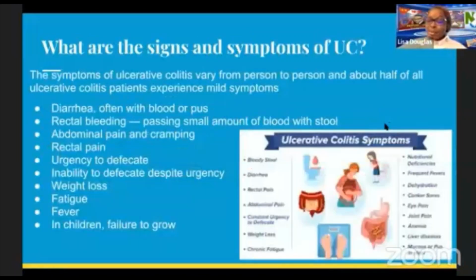So what are the signs and symptoms of this disease? The symptoms of ulcerative colitis vary from person to person, and about half of all ulcerative colitis patients experience mild symptoms. Just keep that in mind. So some of the symptoms include diarrhea, often with blood or pus, rectal bleeding, passing small amounts of blood in your stool, abdominal pain and cramping, rectal pain, urgency to defecate, inability to defecate despite this urgency, weight loss, fatigue, fever, and in children, failure to grow.